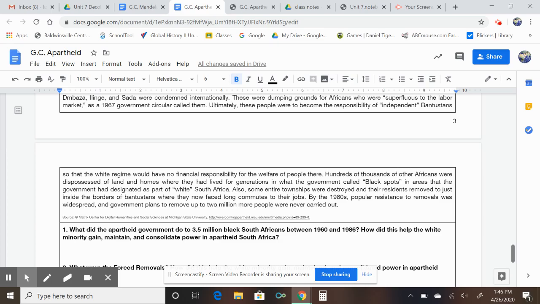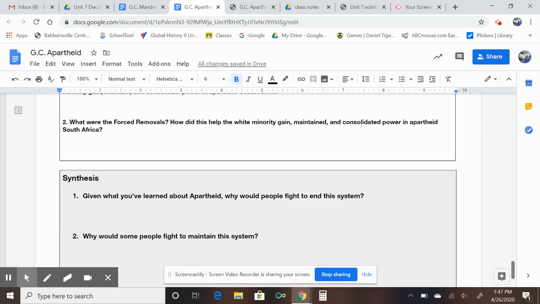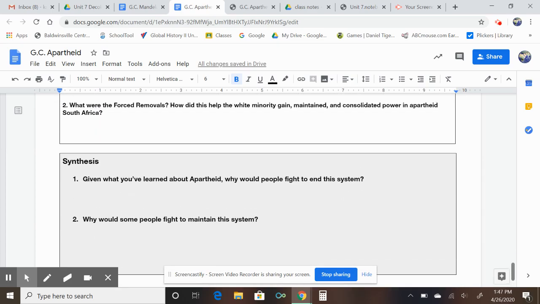So what that was talking about was the government is literally taking land that belonged to Black South Africans, forcing them to live in places that aren't as nice so that they could have white areas, white neighborhoods, and then designating certain parts of the country to the Black South Africans. And it has lasting effects. So I want you guys to answer those questions.